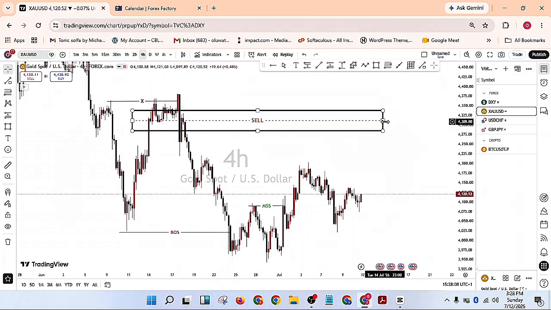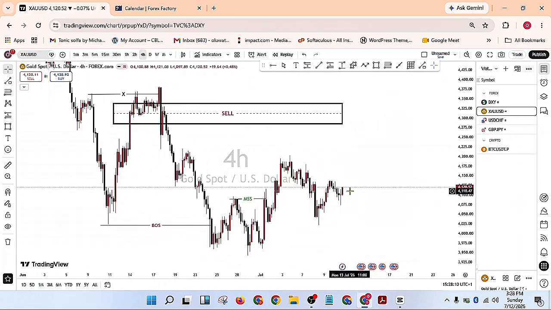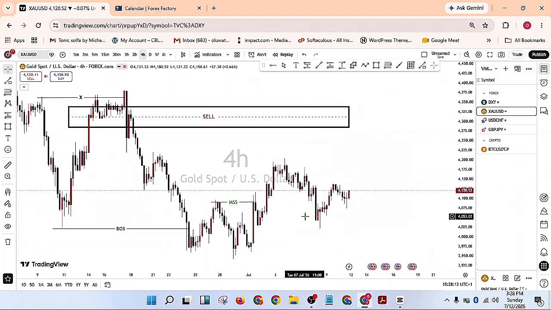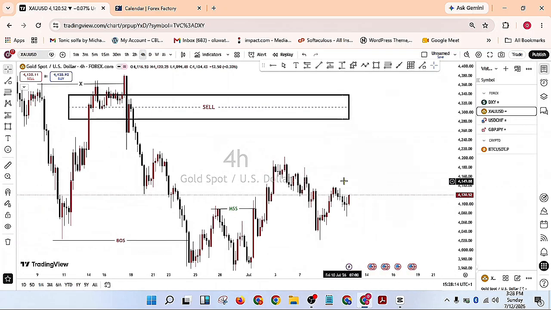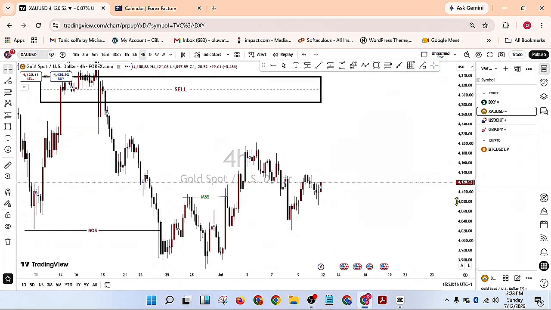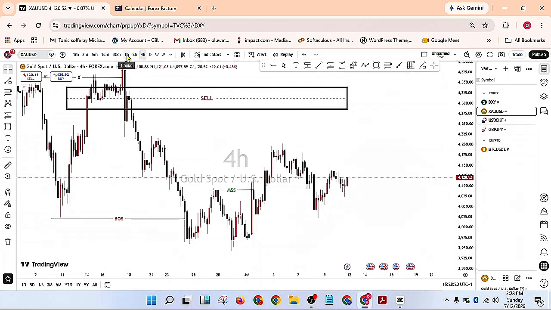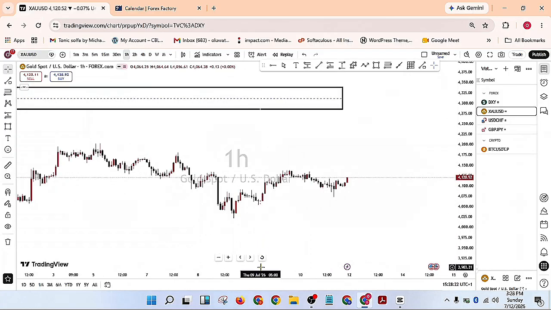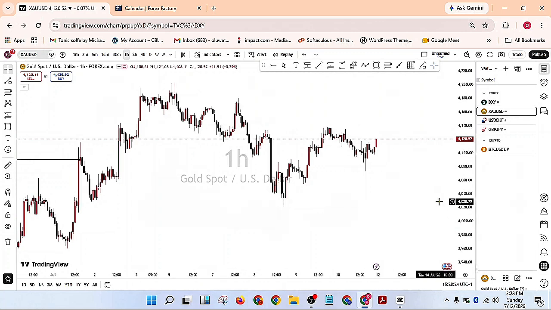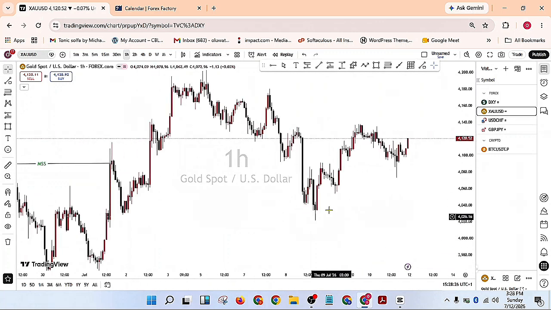So I'll be looking for a sell around here. But like Monday, Tuesday, if I have an opportunity, if I want to sell, I'll be looking for a sell. But if I want to buy, let me go to 1 hour. I will buy here, because liquidity has been swept in this place.